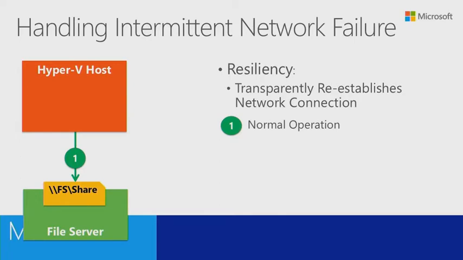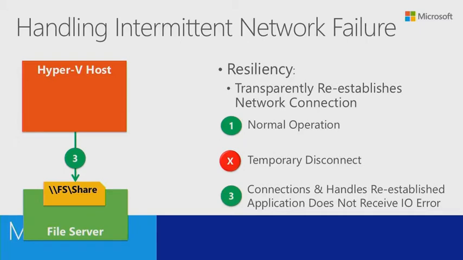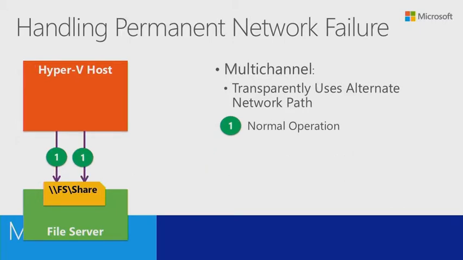Well, there's a couple of things we need to be able to handle, such as intermittent network failure. So what happens if I've got a host that's talking to a file server and all of a sudden, whoops, I'm temporarily disconnected? No problem. We have resilient connection handles that are reestablished. The application doesn't even receive an I/O error. This is all handled transparently, all this resiliency built into the SMB3 protocol and the enhancements we made into Server 2012 file server.